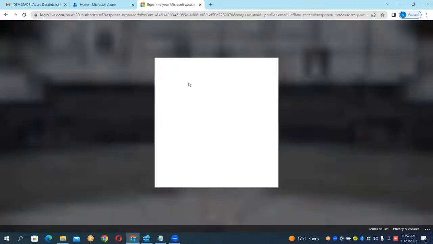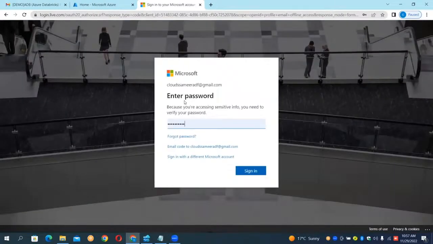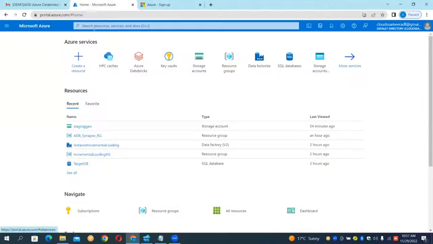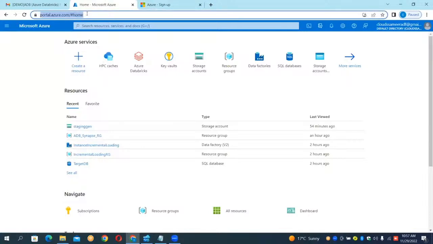Then it will ask you. See, mine is already registered, hence it is directly giving me my mail ID. If not, it will ask you for the mail ID and all. You have to register your mail ID, then give your password, everything step by step. Once it is given, you click on sign in, and automatically you will be rerouted to this portal called portal.azure.com.